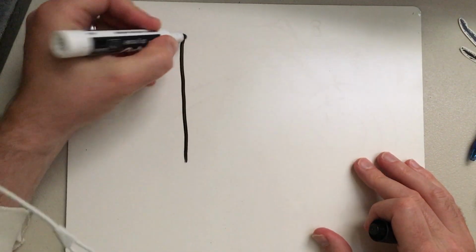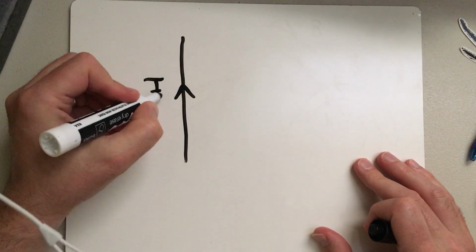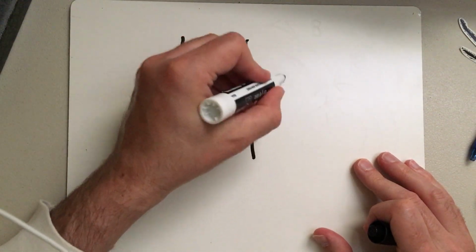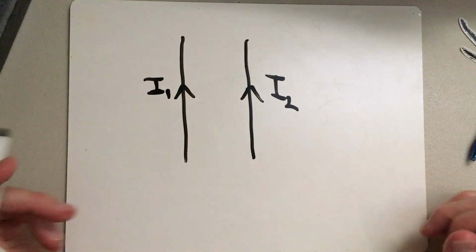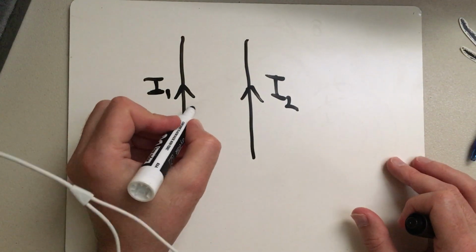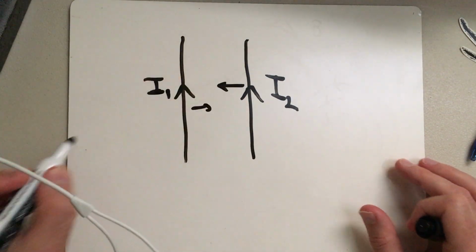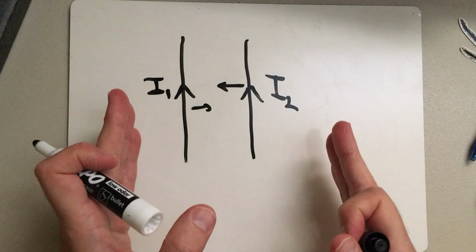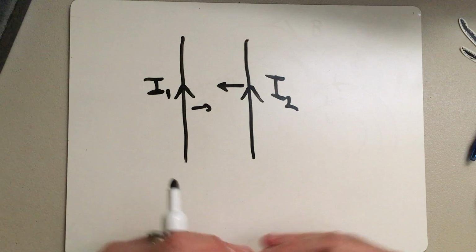So if we're dealing with currents, let's say I have a current, I'll call this I1, it's going up. Here's I2, it's going up. They're both going the same direction, then they attract each other. So when you're talking about currents, if they're the same direction, they attract each other.